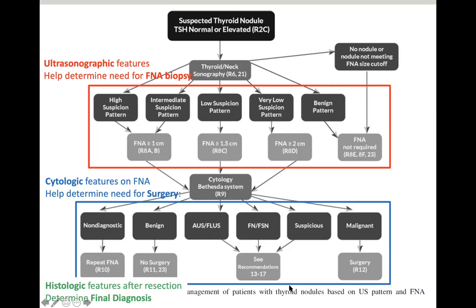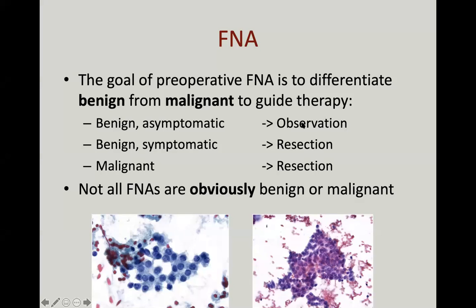So after it is determined whether the patient may or may not need resection based on the cytology, the final diagnosis then comes from the surgical resection specimen. Essentially, on that screening FNA, the goal is to differentiate benign from malignant to guide therapy. If the patient's got a cytologically benign nodule and is asymptomatic, they can certainly just undergo clinical observation. However, if it is symptomatic, they may undergo resection just for symptomatic relief. Certainly, if it's malignant, they will undergo resection, but not all FNAs, as I mentioned before, are obviously benign or obviously malignant, and that is the indeterminate cytologic group.